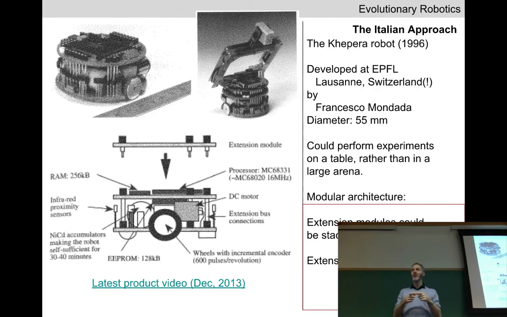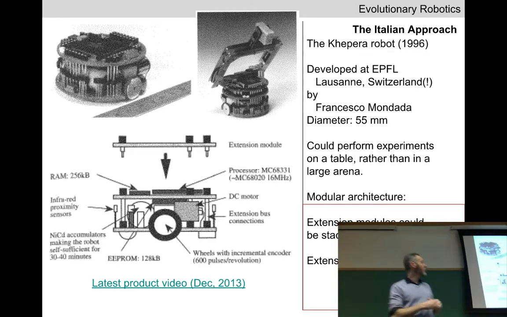Nice thing about the Kepler, obviously, is it's small, so they could carry out tabletop experiments. You didn't need a very large area to test out large robots. And the Kepler was built with this modular architecture. So very, very simple design here. We've got 2 wheels, so very much like a Braitenberg vehicle. And then you could stack little add-on modules on top.